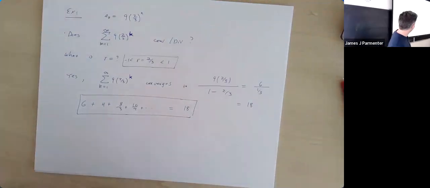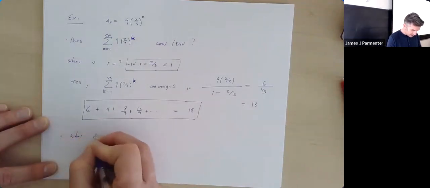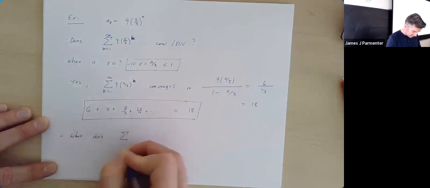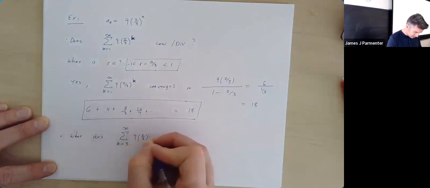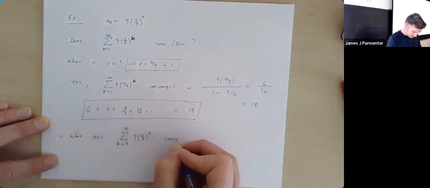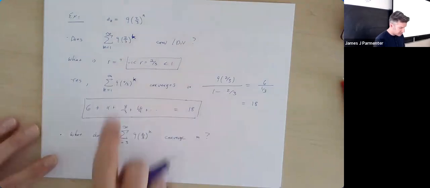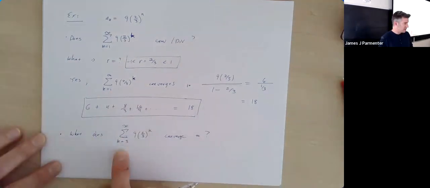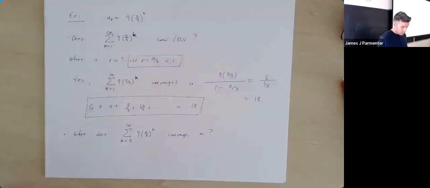Just to show you a slightly different twist on this problem, what if I asked, in the assumptive way, what does the sum from k equals 3 to infinity of the same sequence converge to? Well, this is the same as that, but what am I missing in this one that I had in the first one? The first two terms. So looking at what the first one added up to and what the first two terms were, you could tell me it's going to converge to 18 minus what? Right. Do you see that?